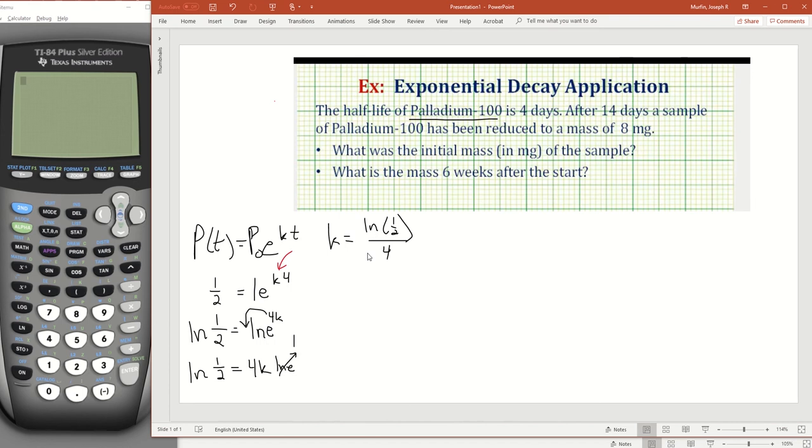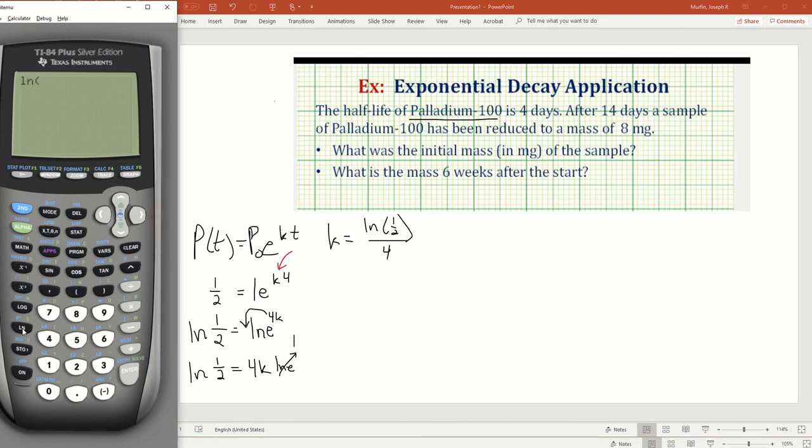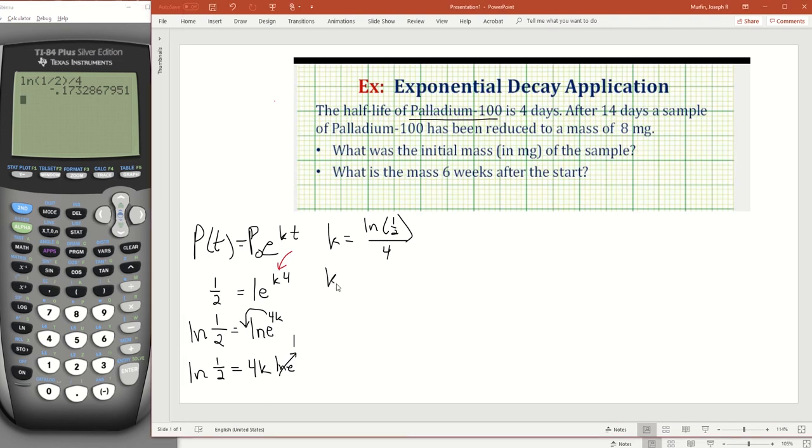Now you could leave the k as this exact answer. That would actually be a little more accurate, but I think it's going to be okay for us if we just go over here and get a decimal approximation. As long as we go out to maybe 4 decimal places, I think we should be okay. So do natural log of 1/2 divided by 4. This is a negative number, of course, because it's decaying. So this is going to be negative 0.1733. Let's go to 4 decimal places, and I think we'll be okay. If you wanted to, you can always go out a little more, just to be a little more accurate.